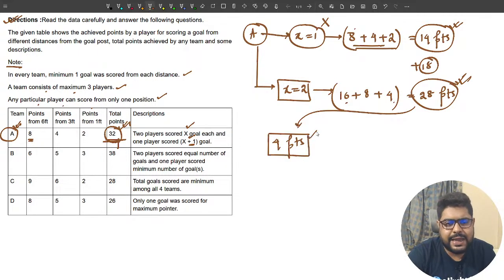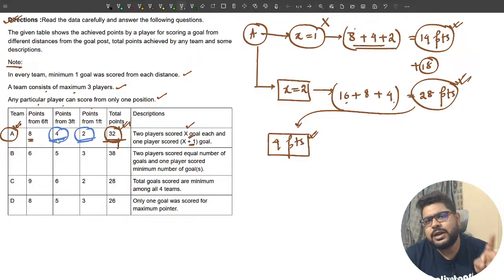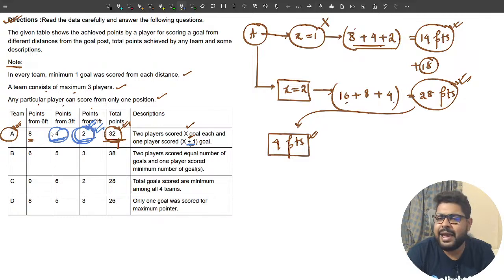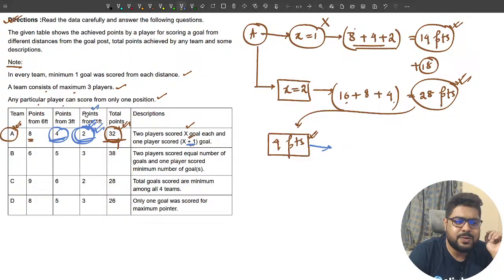Now, 4 points can be scored in what manner? 4 points can be scored in 2 ways, sir. Either you score 2 twos or you score 1 four. If I want to score 2 twos, I need 2 more goals, but I only have 1 more goal. That means team A scored one extra goal from the 3 feet range.